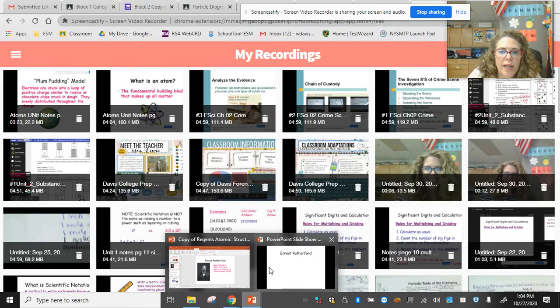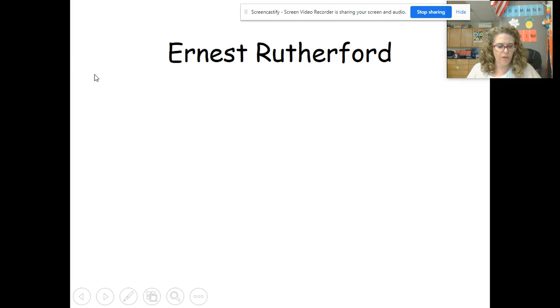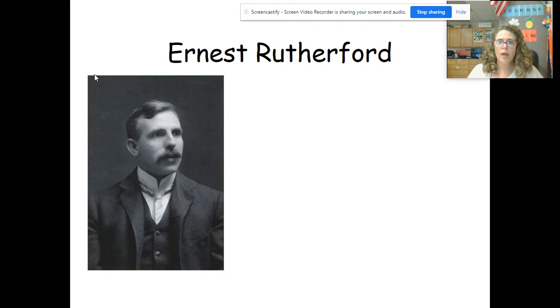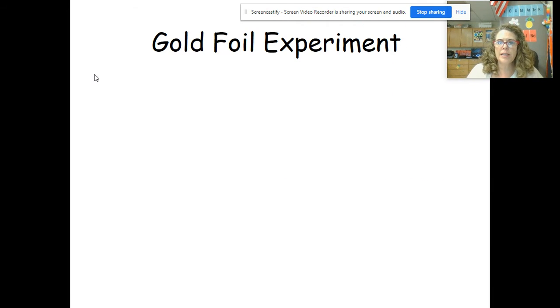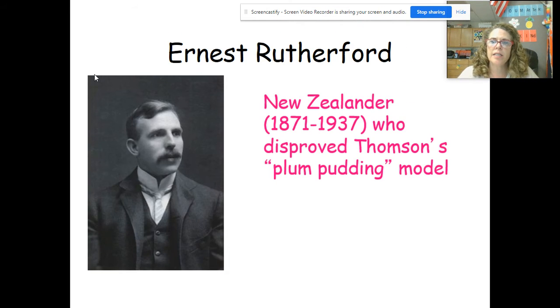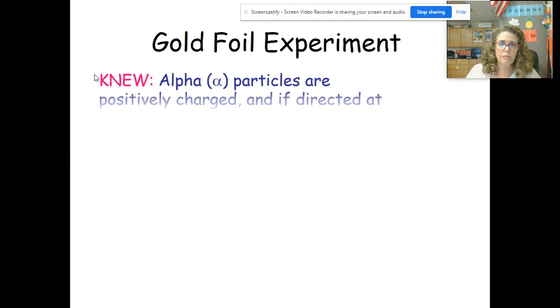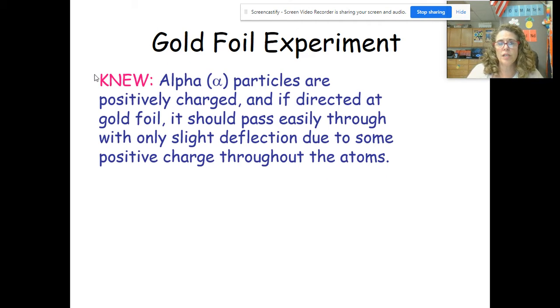Okay, so we are going to be talking about the Rutherford model of the atom. All right, so Ernest Rutherford is going to end up disproving Thomson's plum pudding model. And he does so by using his famous gold foil experiment, where alpha particles, which are positively charged, right? It's important that you know that the alpha particles are positively charged, and they're directed at gold foil. They should pass through with only a slight deflection due to some of the positive charge throughout the atom.